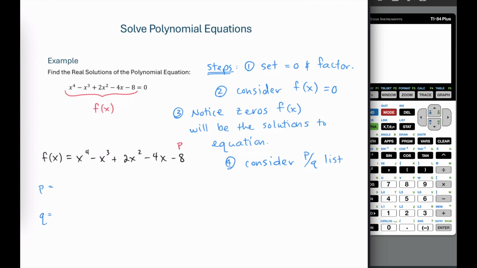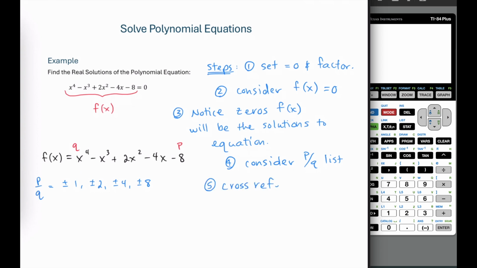Remember, p is the constant and q is the leading coefficient. So in this case, the factors of p are plus or minus 1, plus or minus 2, plus or minus 4, and plus or minus 8. The factors of q are just plus or minus 1, and therefore when we write all the factors of p over 1, we basically just get a duplicate of the p list. So here we're getting a little shortcut that the p list turns out to be the p over q list.